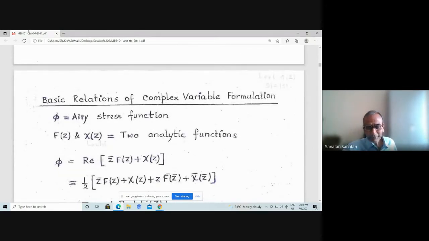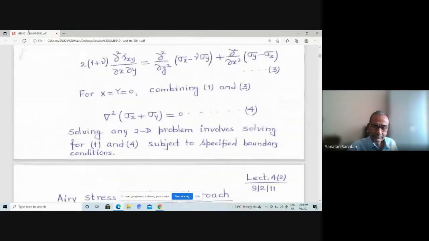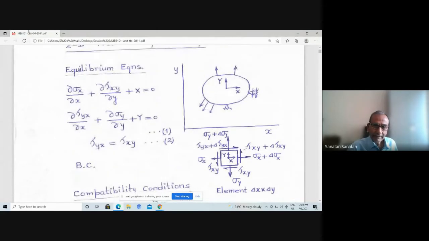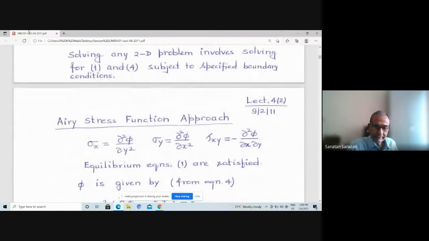Okay, so this is the complex variable approach, but we have another thing to link here. English mathematicians said that if you write sigma x equal to ∂²φ/∂y² and sigma y as ∂²φ/∂x², then the equilibrium equations get easily satisfied. This phi function was introduced by Airy, and it is called the Airy stress function. If you write the stresses in terms of it, sigma x is ∂²φ/∂y², sigma y is ∂²φ/∂x², tau xy is minus ∂²φ/∂x∂y.